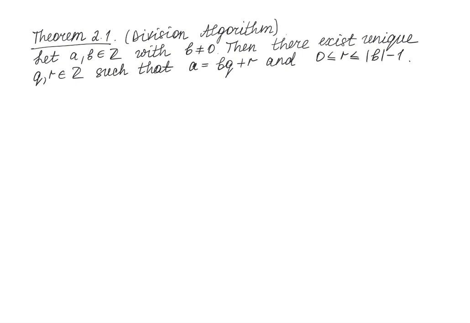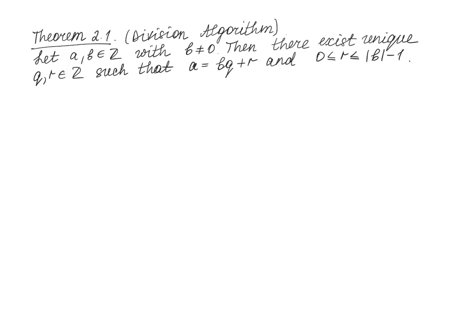In this video, I'm going to prove a theorem about division with remainder for integers, also known as the division algorithm. Let a and b be integer numbers with b non-zero. Then there exist unique q and r integer numbers such that a equals bq plus r, and r is between 0 and absolute value of b minus 1. And in this case, as usual, q is called the quotient and r is called the remainder.